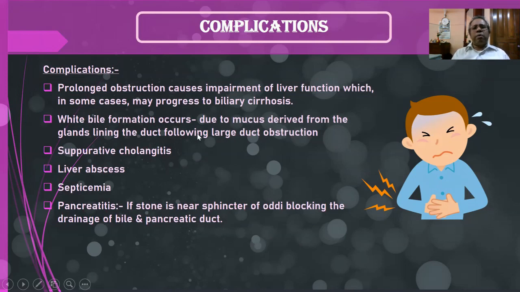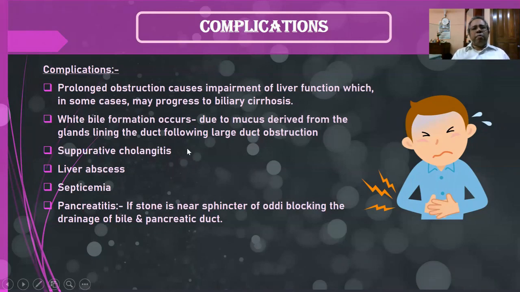Sometimes there is a long-time obstruction causing white bile formation, because the bile is absorbed, which remains in the common bile duct. The mucus is secreted from the lining epithelium and accumulates there, derived from the glands lining the ducts following large ductal obstruction, and the patient has white bile formation. And where there is stasis, there is infection. So infection causes suppurative cholangitis.